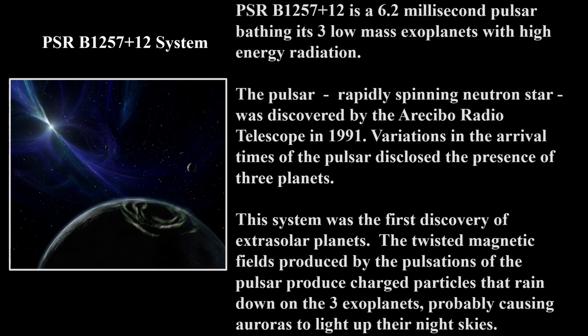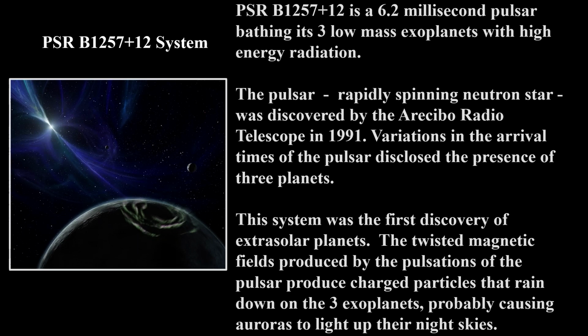Okay, the PSR B1257+12 system consists of a pulsar and 3 exoplanets. These exoplanets were the first extrasolar system planets discovered by radio astronomers at Arecibo. How these exoplanets formed is not understood. They could not have formed by the massive supernova event that resulted in the pulsar. It is thought that they could have formed from a disk of stellar material that fell back towards the pulsar after the supernova event. The constant bombardment of high-energy radiation that rains down on the exoplanets from the pulsar is certainly not conducive for life.